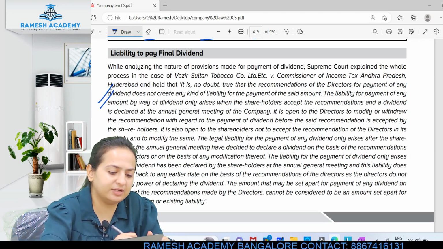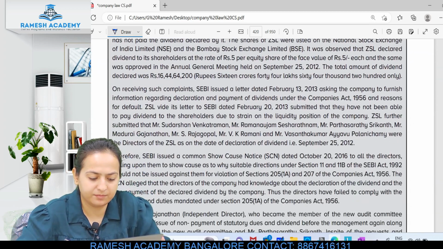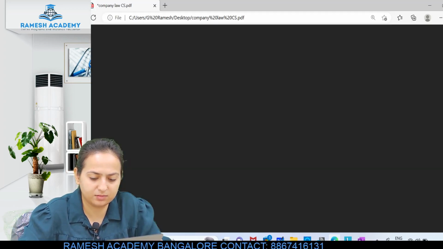This you can just read the case law. Nothing as such important. Here also read the case law.